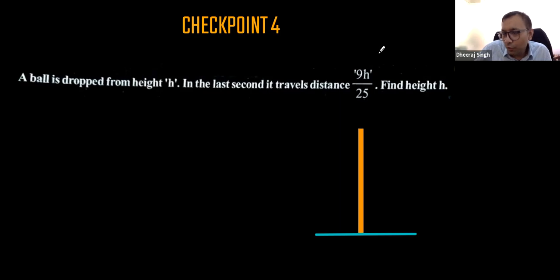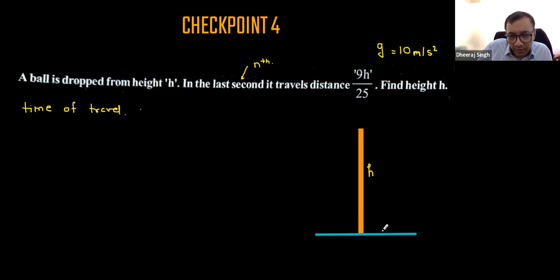Assume that acceleration due to gravity g is 10 meter per second square. All right. So suppose total height is h. Okay, so the time of travel is how much? Let's say the last second is nth second, that is n seconds. So time of travel, I'll say total n seconds it takes to reach the bottom. All of you agree or not? Total n seconds it takes. Last second is nth second.